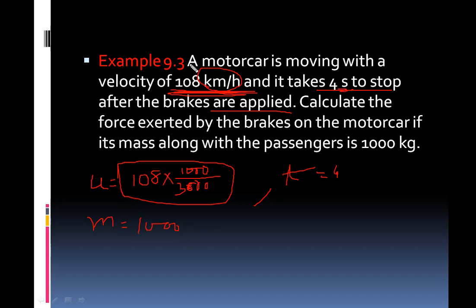Now see, a motor car is moving with a velocity of 108 km per hour and it takes 4 seconds to stop. This is important. To stop. Initially the motor car was moving. After application of brake, it stops. When it stops, that means final velocity is 0. Suppose this is river or pond, whatever it is. It's a motorboat. It is moving with 108 km per hour. A brake is applied, and after certain time it will stop. So here final velocity becomes 0.